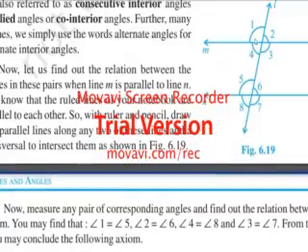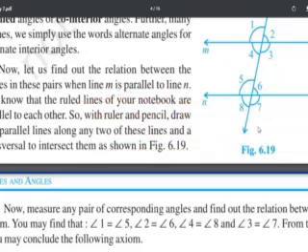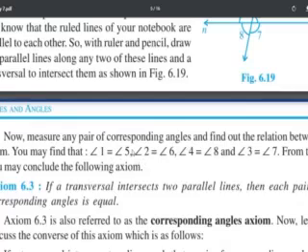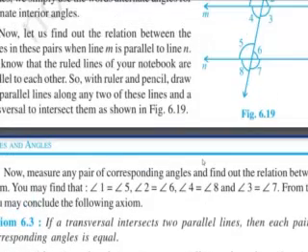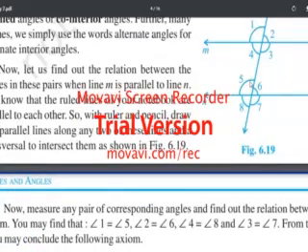You can see one is outside and one is inside on the same side. 2 and 6 are corresponding angles. 4 and 8 are corresponding angles. 3 and 7 are corresponding angles. They are all equal. 1 is equal to 5, 2 is equal to 6, 4 is equal to 8, 3 is equal to 7. These are all corresponding angles. Here 1 and 5 are equal because they are corresponding angles.